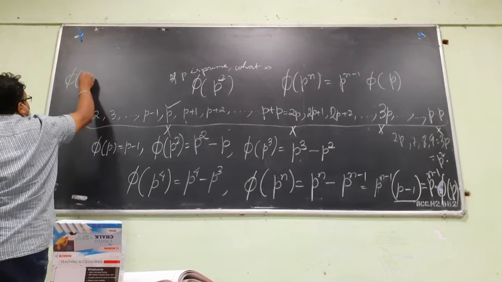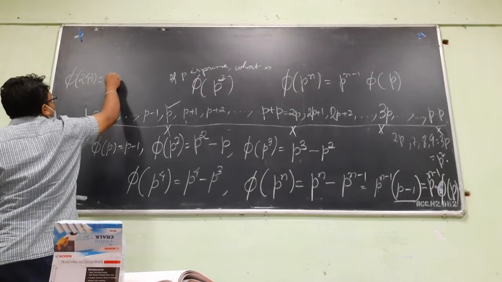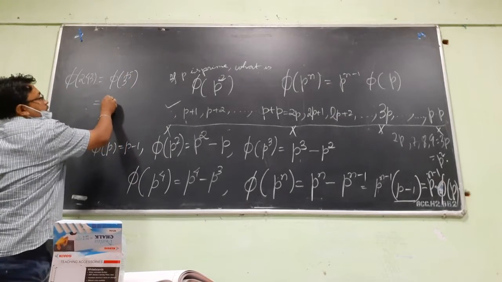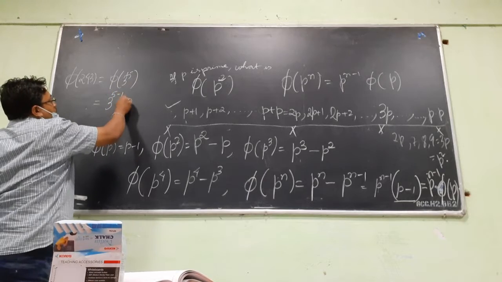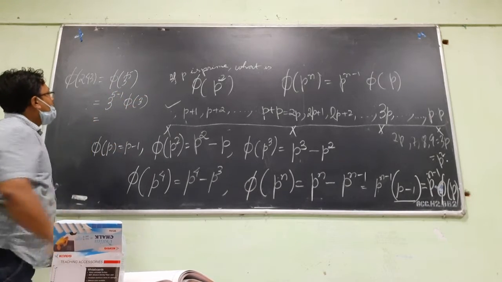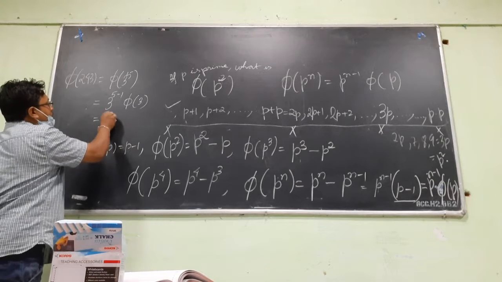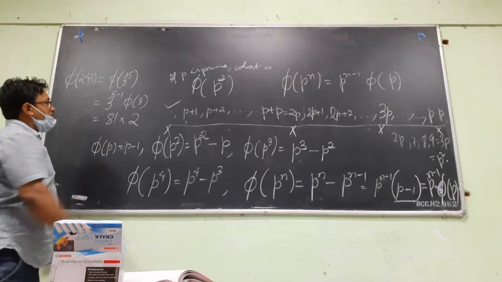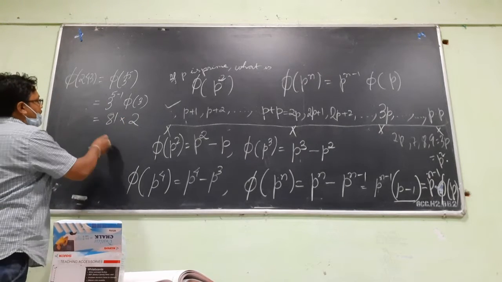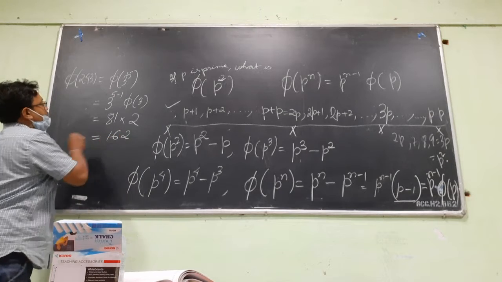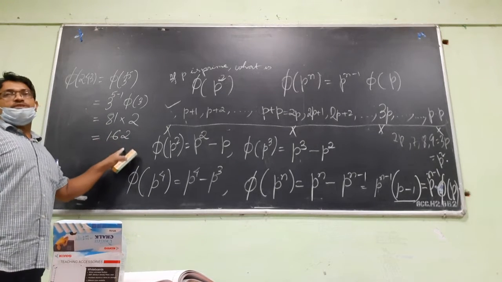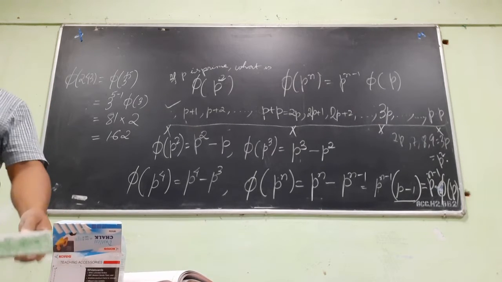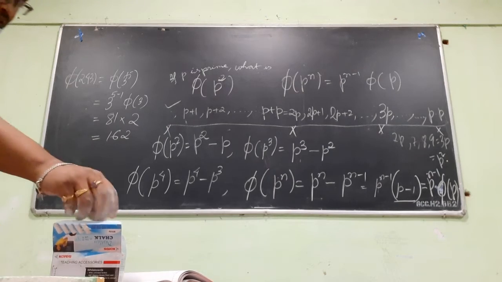Phi of 243 is what? It is phi of 3 to the power 5, and this can be written as 3 to the power 5 minus 1 into phi of 3. So what is that? 3 to the power 4 is 81. 81 multiplied with phi of 3 is what? 3 is a prime number, so phi of 3 is 3 minus 1, which is 2. So it is 160. Phi of 243 is 160. Clear? So these properties are very important.